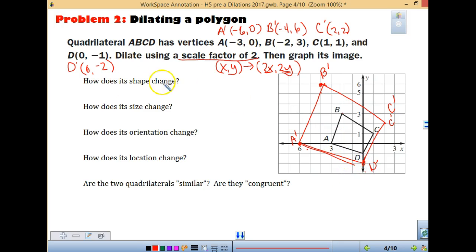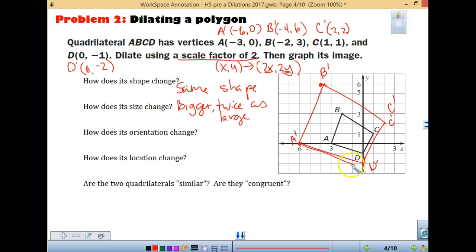So, how does the shape change? It is twice as large. And it is farther. Oh, the shape doesn't change. So, how does the shape change? It doesn't. Same shape. How does the size change? It gets bigger. Twice as large, right? Twice meaning multiply by 2.